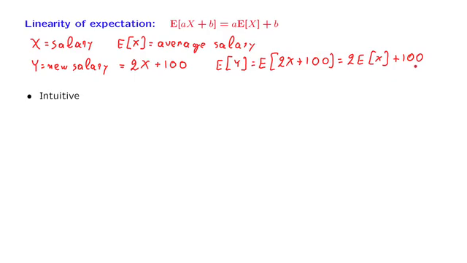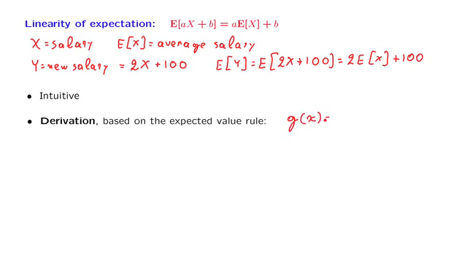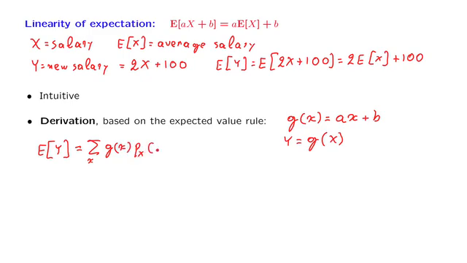It's a most intuitive property, but it's worth also deriving it in a formal way. And the derivation proceeds through the expected value rule. We're dealing here with a particular function g, which is a linear function ax plus b, and with a random variable Y, which is g applied to an original random variable X. So the expected value of Y can be calculated according to the expected value rule. It's the sum over all x's of g of x times the probability of that particular x.